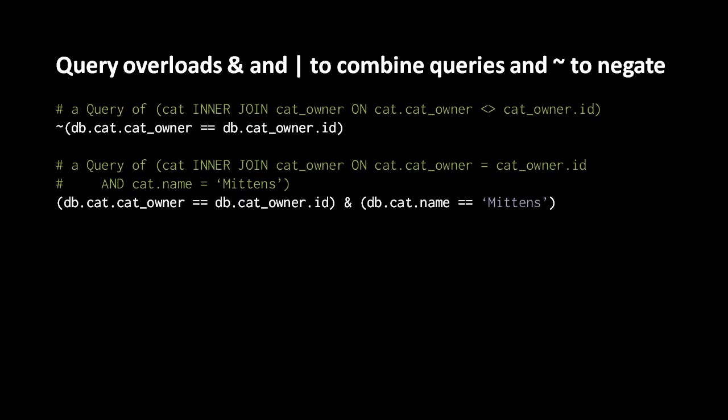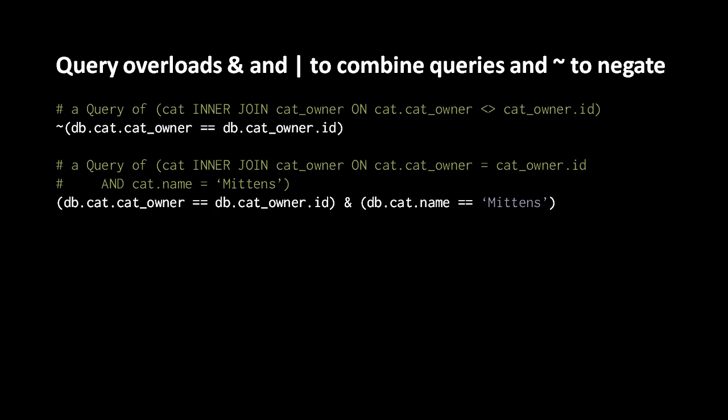So we have these two separate query objects, and then we combine them into one query using the ampersand operator, which produces a new query, a third query object, that represents the inner join of cat and catOwner with the filtering predicate of cat.catOwner equals catOwner.id and cat.name equals mittens. So it's a composite predicate here with two conditions, two equality tests.